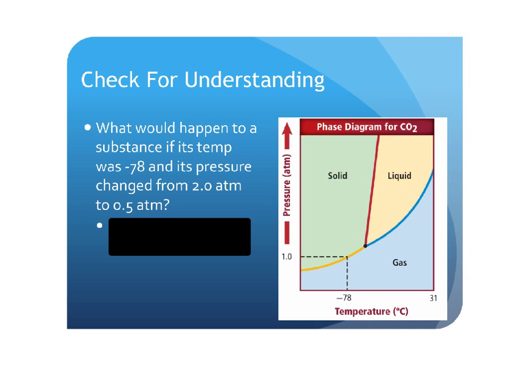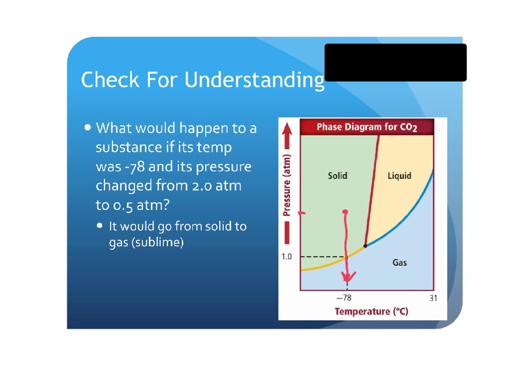What would happen to a substance if its temperature was -78 degrees Celsius and its pressure changed from 2 atmospheres to 0.5 atmospheres? This time the temperature is remaining the same at -78, but our original pressure is about 2 atmospheres, which is about right here. And now we're dropping it to 0.5, which is going to be roughly about right here. And so now we see the changes happening vertically. We can see it's going through a phase change, but that phase change is happening right here along the solid-gas region. And so the answer is it would actually go from solid to gas, which would be sublimation.